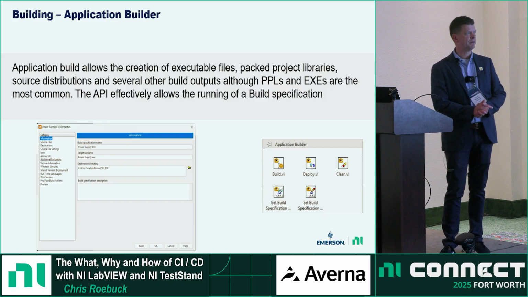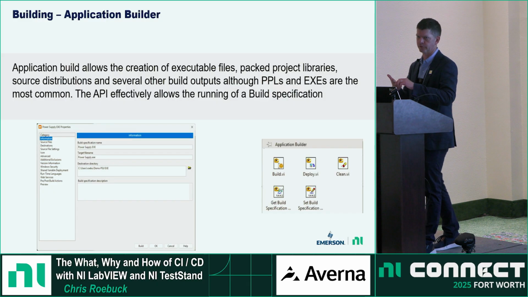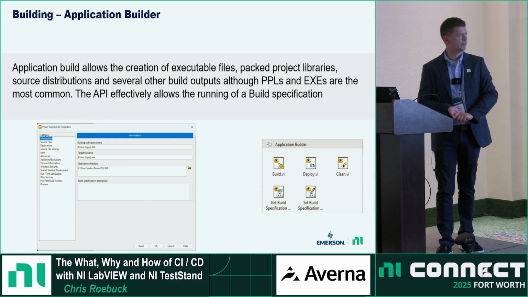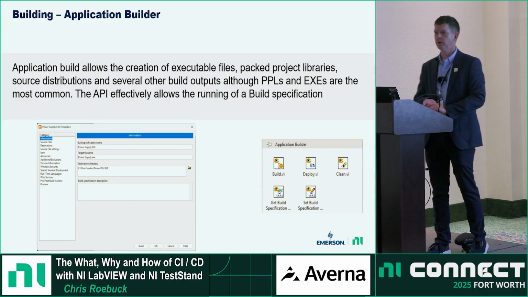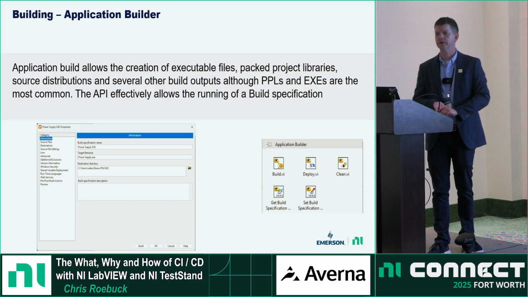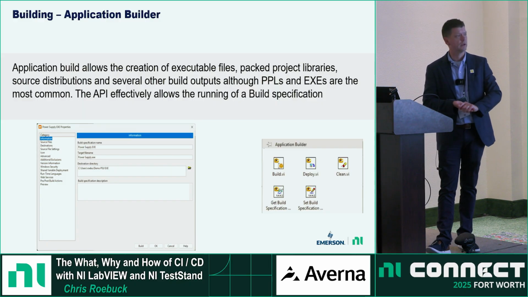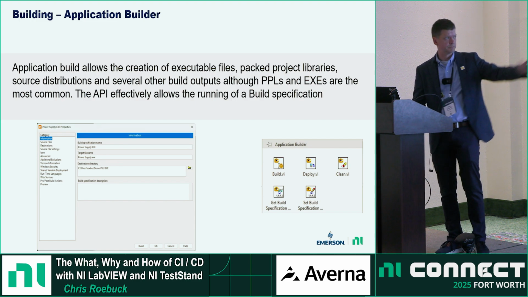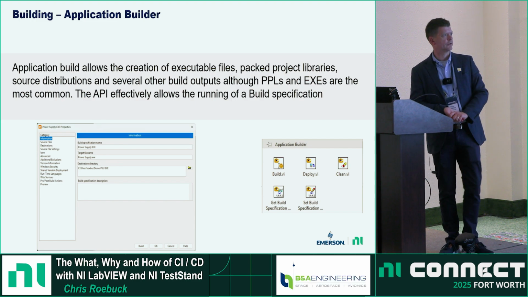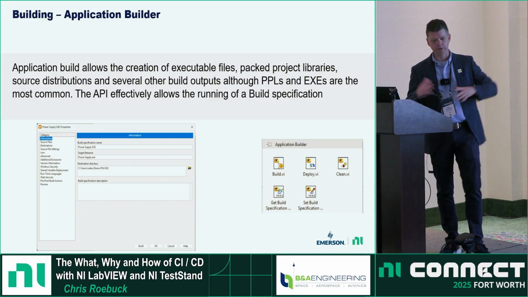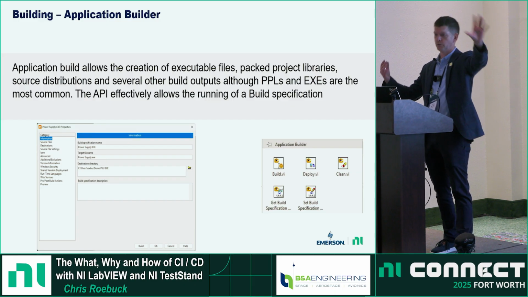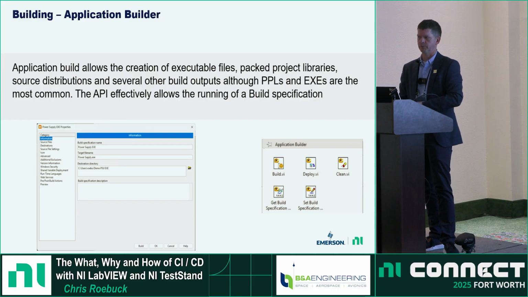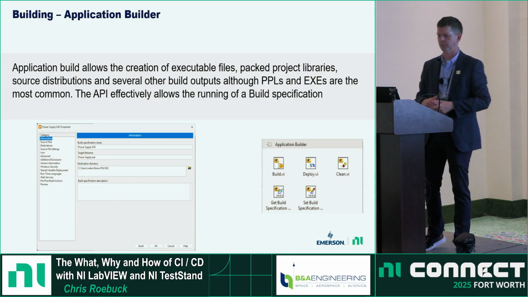Application builder. So if we've ever built a PPL, a source distribution, an executable, we've used application builder. Thing on the left-hand side that you see there, but it also has an API. If we want to automatically trigger the building of a PPL, the building of an executable, we can absolutely do so using the application builder API. Similar to what we just saw before, we can use those VIs, trigger a build. So we might do some testing, some unit testing, some VI Analyzer testing, and then if those tests pass, we might choose to build our executable. We might choose to build our PPL.